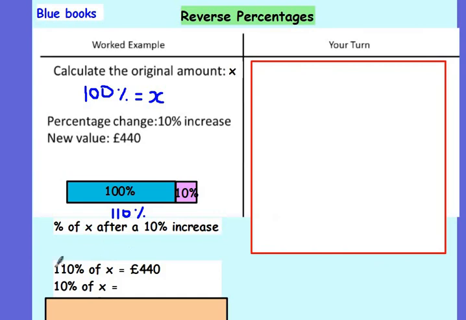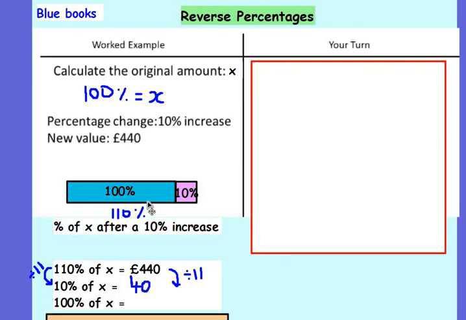How am I going to work that out, Drew? How can I work out 10% if I know what 110% is? Great, I need to divide it by 11. If I divide 440 by 11, what's that going to give me, Edie? 40, great. So I now know that 10% of my original amount is 40.